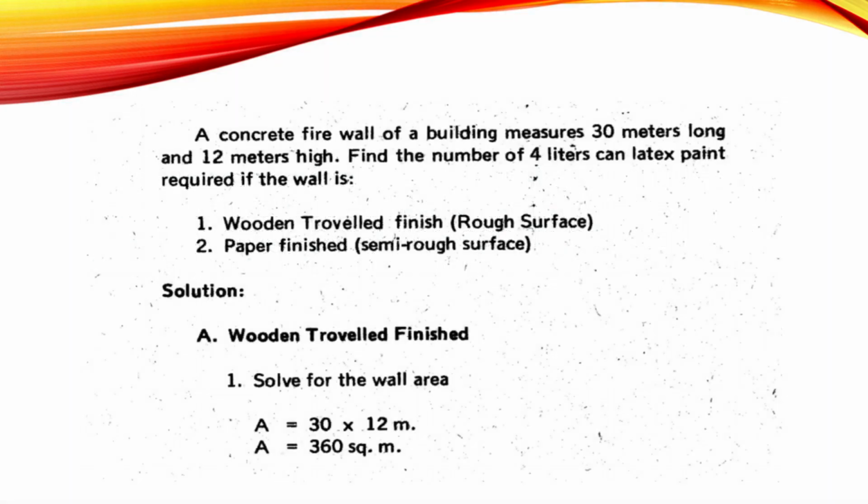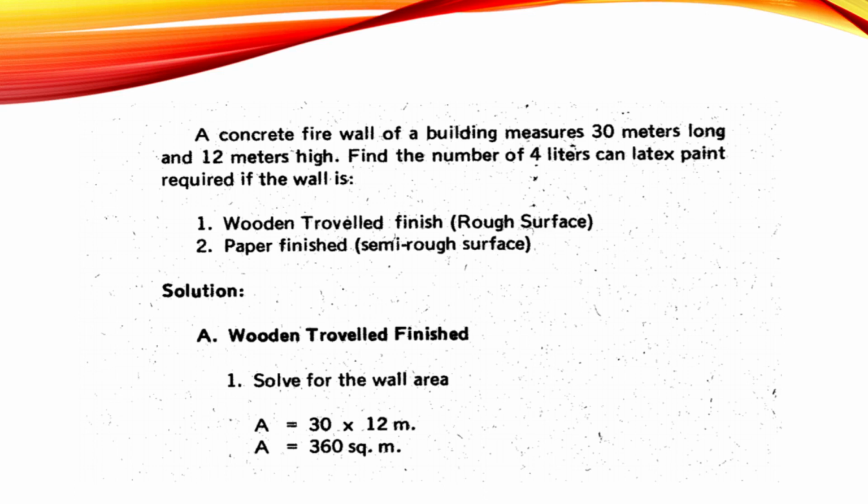Thank you, Ms. Rule. We have here 2 examples. For example number 1, a concrete firewall of a building measures 30 meters long and 12 meters high. And then we have to find the number of 4 liters can latex paint which is required if the firewall has the following conditions. First, if it is a wooden troweled finish or if it is a rough surface. And second, if it is a paper finished or semi-rough surface.